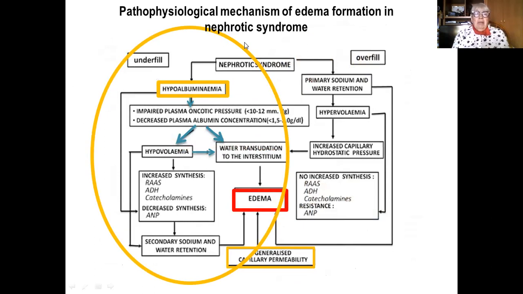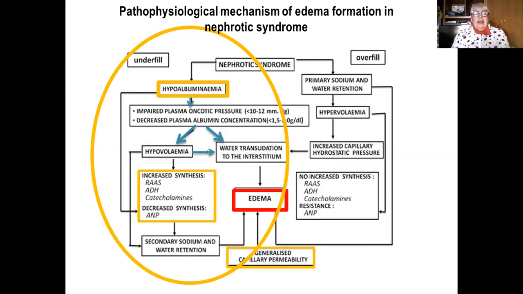And let's go on and we will look at the left part of this very important scheme. And you see here in the center nephrotic syndrome, and the main sign of it, hypoalbuminemia on the basis of selective proteinuria, and it will be albuminuria. So impaired plasma oncotic pressure, decreased plasma albumin concentration, and you see here the data, is the way to what? To hypovolemia and water transudation into interstitium.